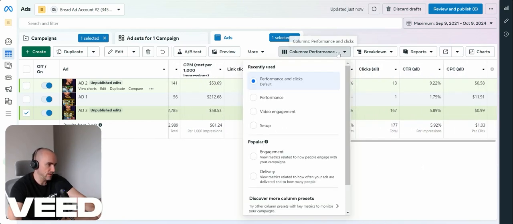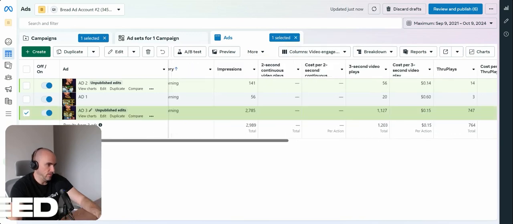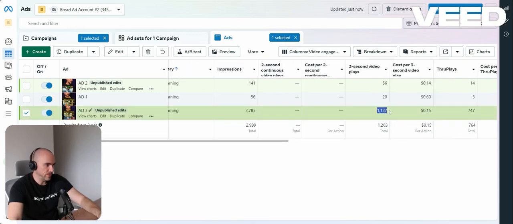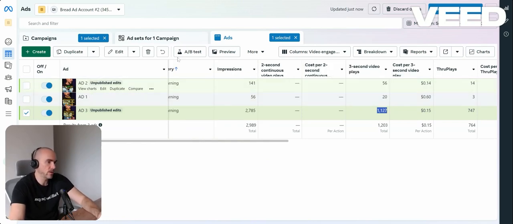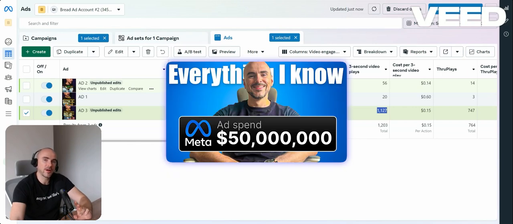If you want to see the 3-second video plays, we're hitting about 35% of the hook rate on this creative. So that's how you know that this creative is a winner, or that it has a high probability of being able to scale. But if you do want access to that video, watch the Everything I Learned After Spending $50 Million in Ads to break down how to find your winning creatives.